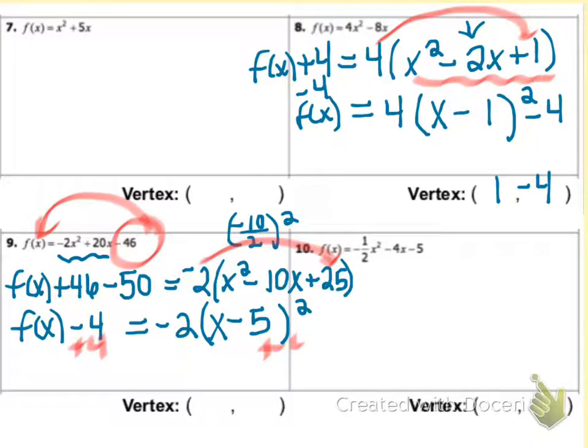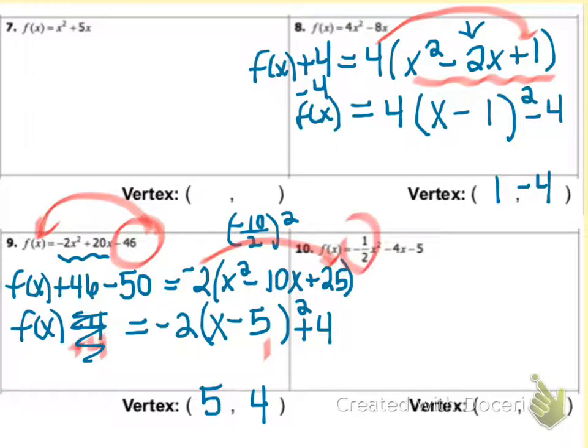Actually, I'm just going to write it right here to not have to rewrite that whole thing again. So when I get rid of it on this side, that's gone, right? f of x is equal to -2 times (x minus 5) squared plus 4. So there's a reflection over the x-axis, a vertical stretch, and I'll slide 5 units right and 4 units up. The vertex is at (5, 4). Okay. So one more like that. This time on number 10, our leading coefficient is -1/2, right?